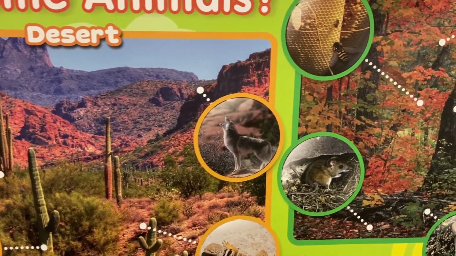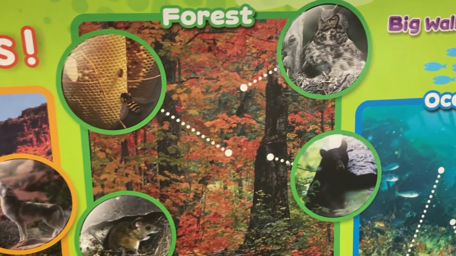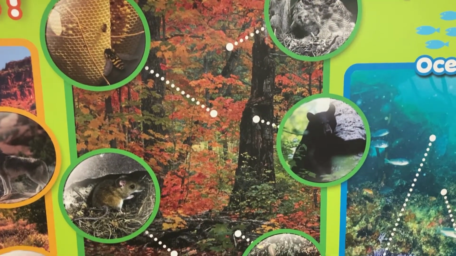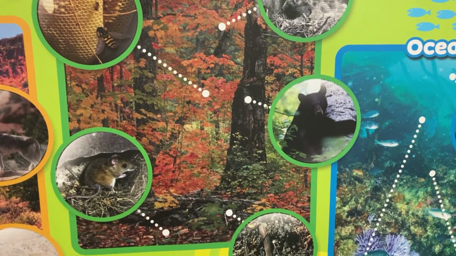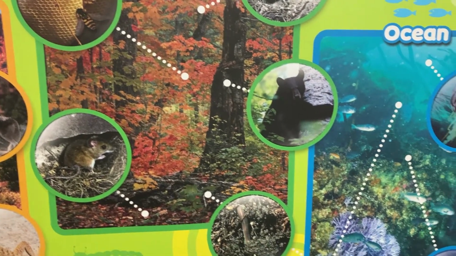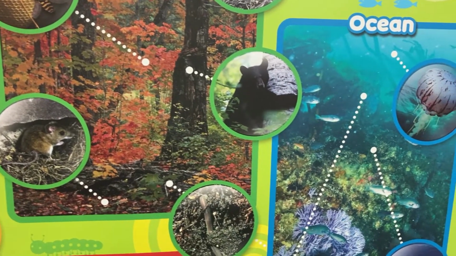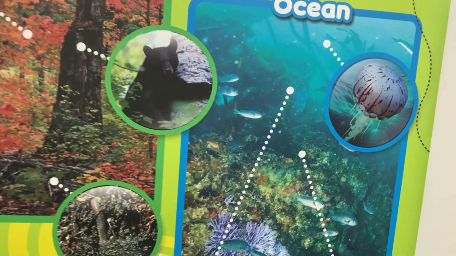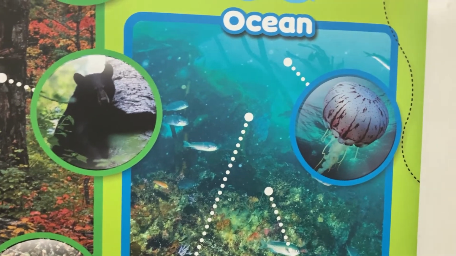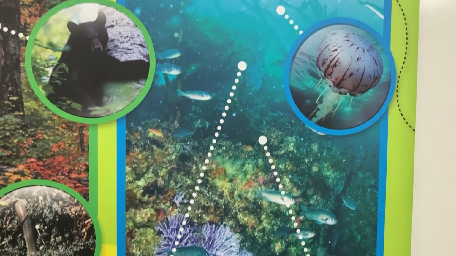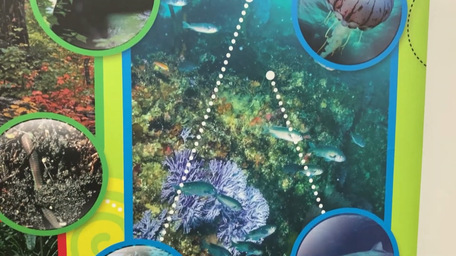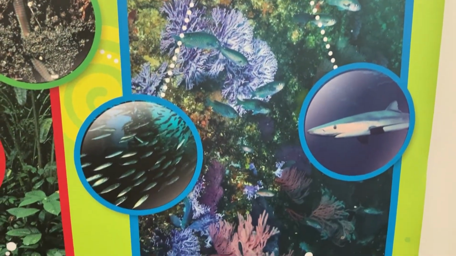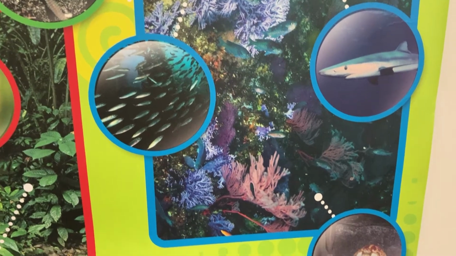The next place that we had on our poster was the forest. And the forest is actually kind of close to where we live here in California. We can go up to the mountains and see all different kinds of animals in the forest. Some of the things that we had on our poster were bears, bugs, and owls. The next thing we had was the ocean. The ocean is full of wonderful creatures, and I'm sure you can think of so many things that live in an ocean habitat. But some of the things we saw were sharks, fish, and maybe jellyfish too.